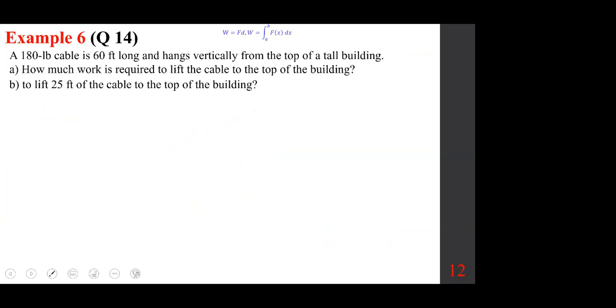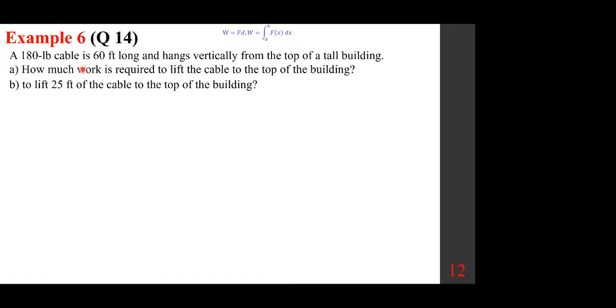A 180-pound cable is 60 feet long and hangs vertically from the top of a tall building. The reason they say top of a tall building is that it covers the 60 feet, okay? Otherwise, it would have to mention that a portion of it is hanging or it's on the ground. So top of a tall building means taller than 60. That's the idea, okay? How much work is required to lift the cable to the top of the building? And for part B, if we want to only pick up 25 feet of that.